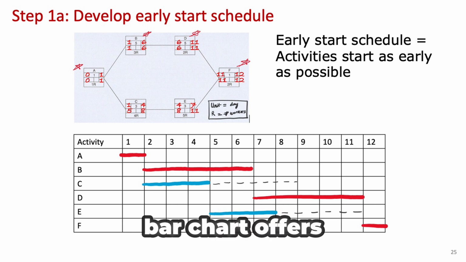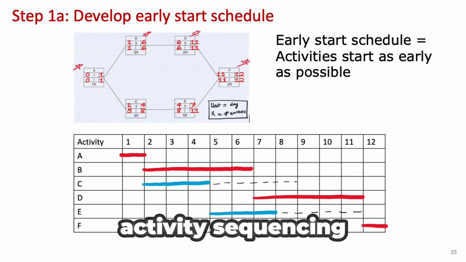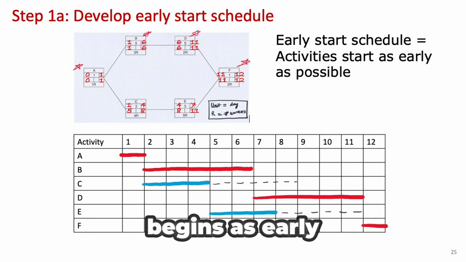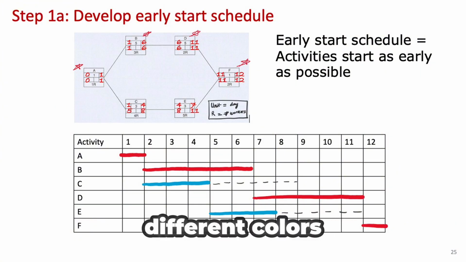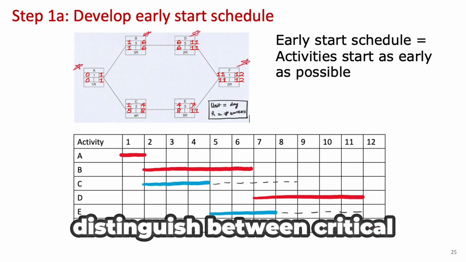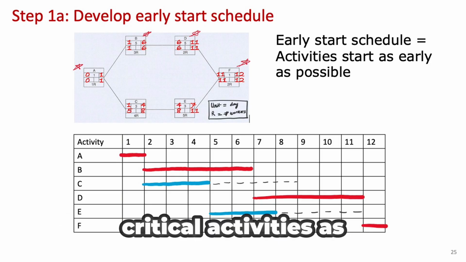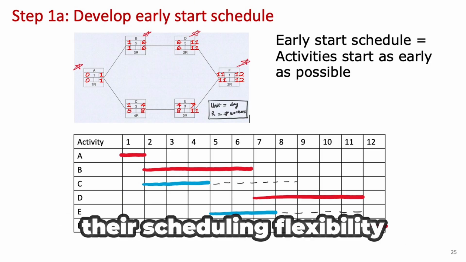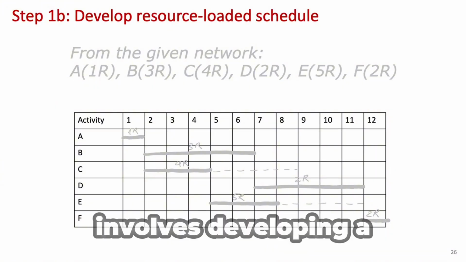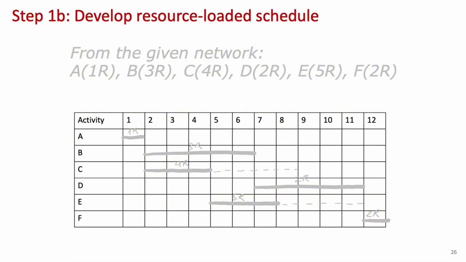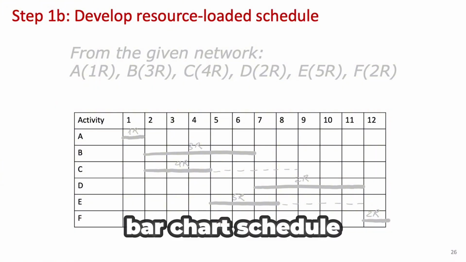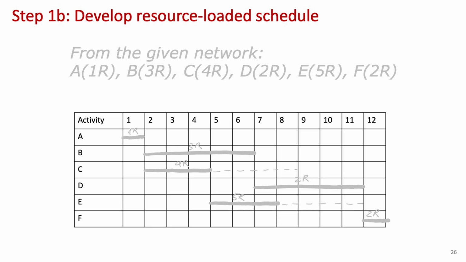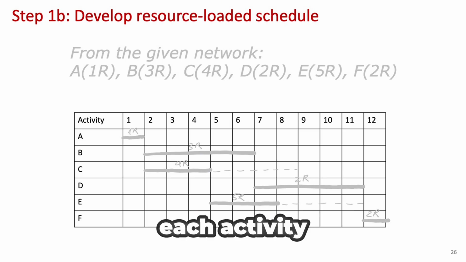This early start bar chart offers a clear visual representation of activity sequencing, where each task begins as early as possible. The use of different colors helps us easily distinguish between critical and non-critical activities, as well as assess their scheduling flexibility. The next step, Step 1b, involves developing a resource-loaded schedule, which integrates resource information into the bar chart schedule. To do this, we first need to find the resources assigned to each activity.